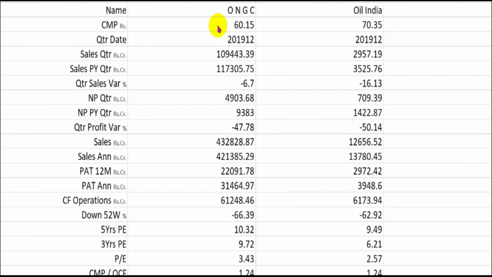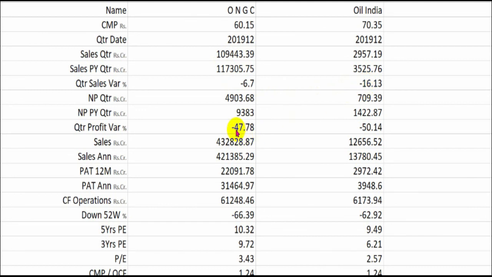Okay, in this part we'll look at the core ratios of ONGC and Oil India and compare ONGC with Oil India. The market price of ONGC is at around 60 rupees, and the results are up to date till December 2019. The sales for the current quarter were less by 6.7%, as we saw earlier in the graph, from its previous year quarter, that is a YOY fall. Whereas Oil India has seen a 16% fall YOY in its sales.